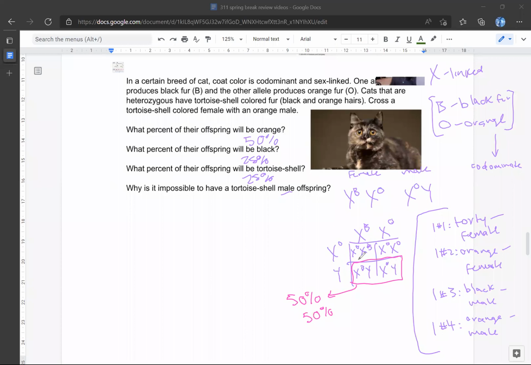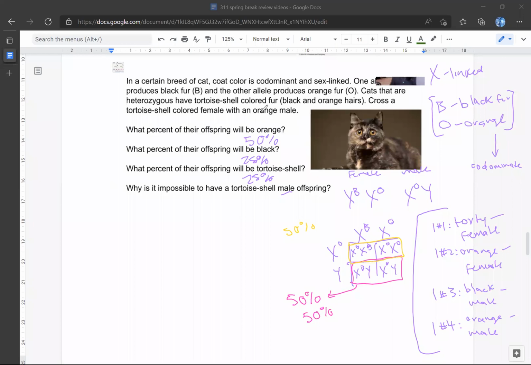Now, if you're a female, what is the probability that you have orange fur? There are two female possibilities. Orange fur is one of the two, and that's 50%. What is the probability of being a black female resulting from this cross? 0%, because only the mother can give a black allele, because the father was orange.